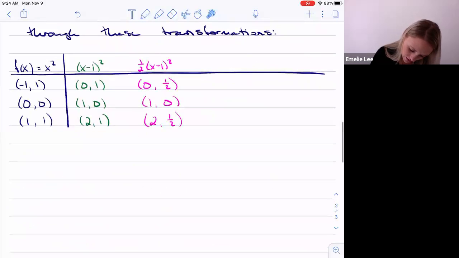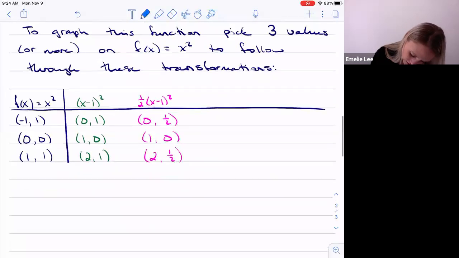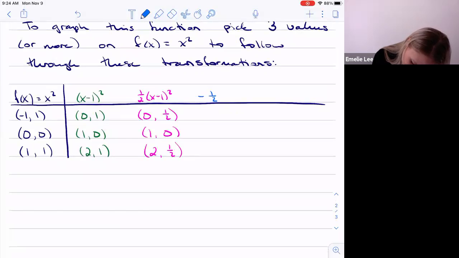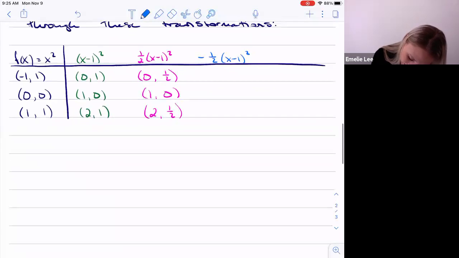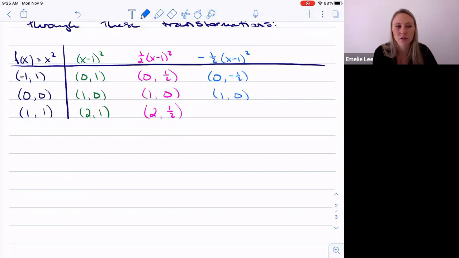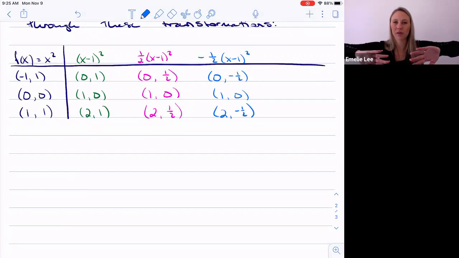Okay. And so here, negative 1/2 x minus 1 squared, all I'm doing is each of my y values is going to be negative now. And so I get 0, negative 1/2, 1, 0, 0, negative 0 is just 0, and 2, negative 1/2. X values stay the same, but the y values flip.